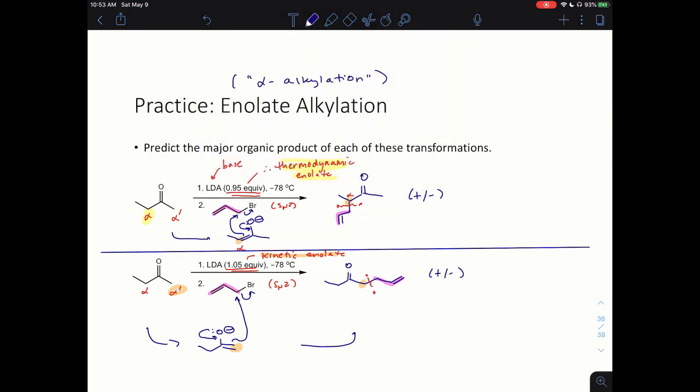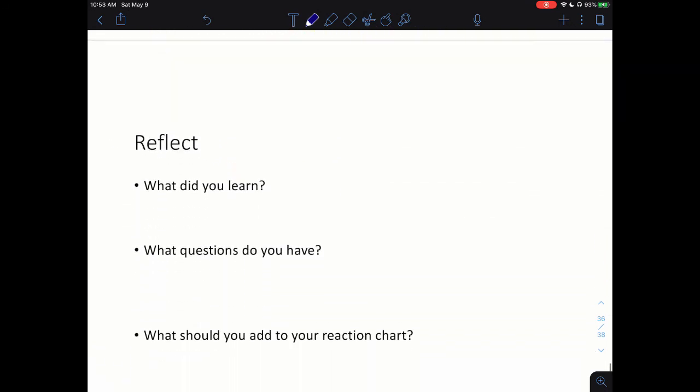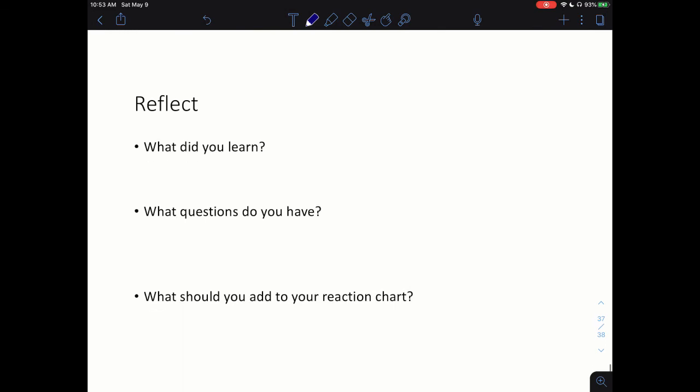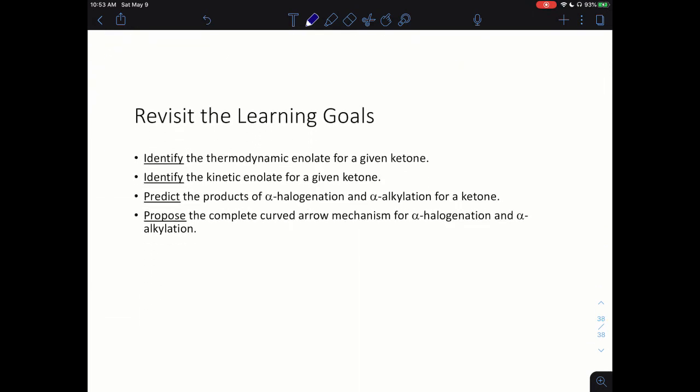This is a very important reaction. We've made a carbon-carbon bond, so very exciting. You've learned a lot. You really should reflect on what you've learned and what questions that you still have. Make sure that you keep up with your reaction chart. Okay, can you identify the thermodynamic enolate for a given ketone? Yes, it is the more substituted one.